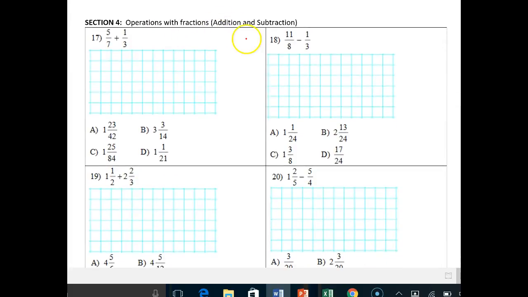Operations of fractions, addition and subtraction. 5/7 plus 1/3. So write down 5/7 plus 1/3, and then you need to find common denominators. So we will multiply each of these by some number to find common denominators. 11/8 minus 1/3. Again, you need to find common denominators, so you'll multiply each of these by some number to find common denominators.